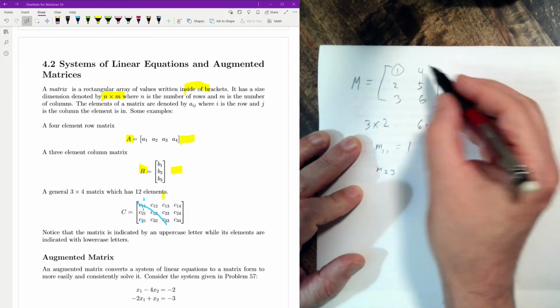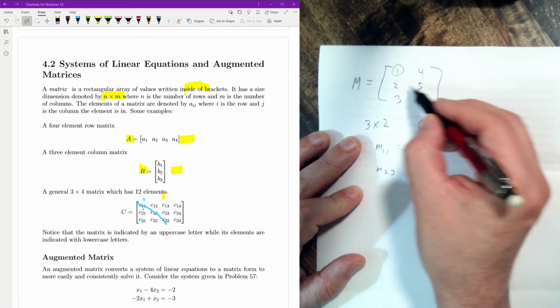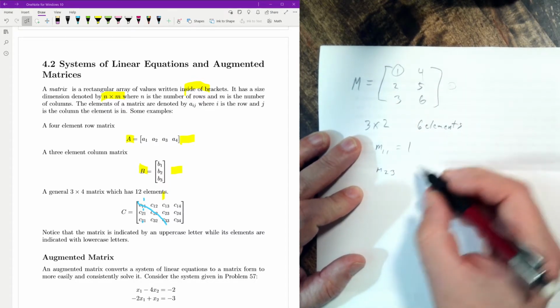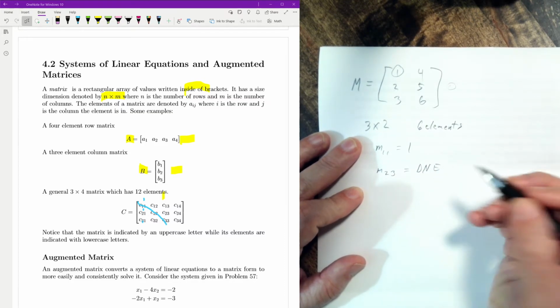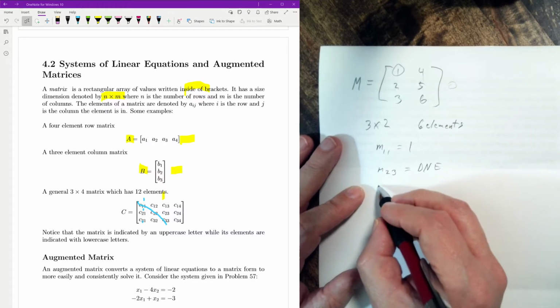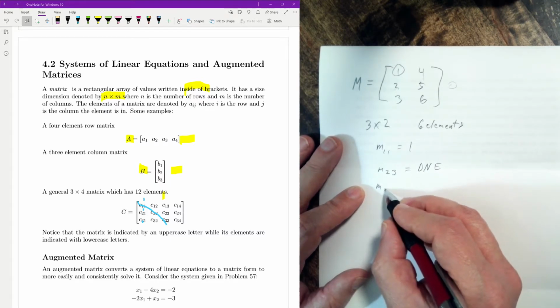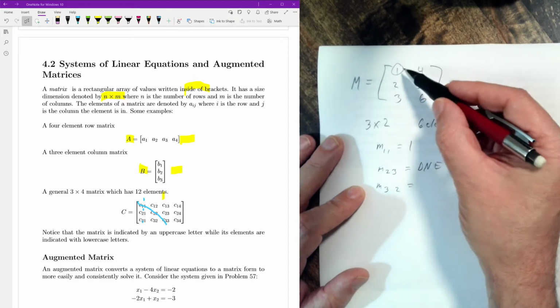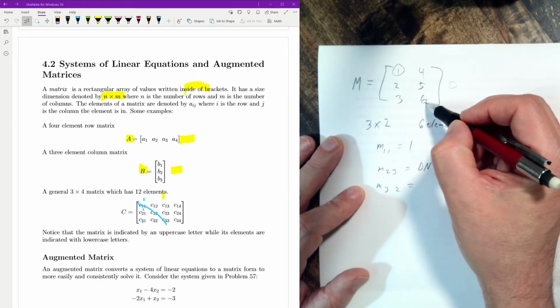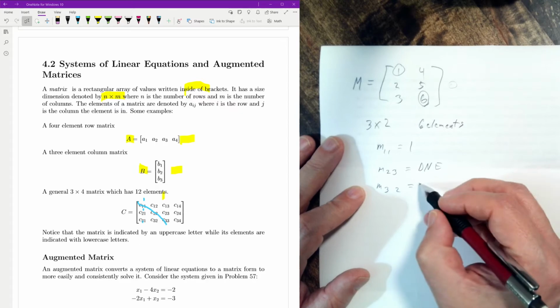So what is element 2, row 2, column 3? It does not exist. It's a trick question. There is no such element. However, what is element 3, 2? That is row 3, column 2. That's element 6.